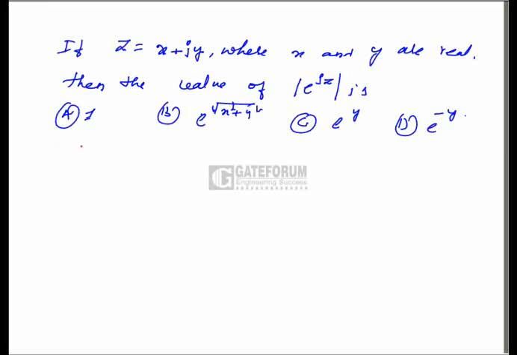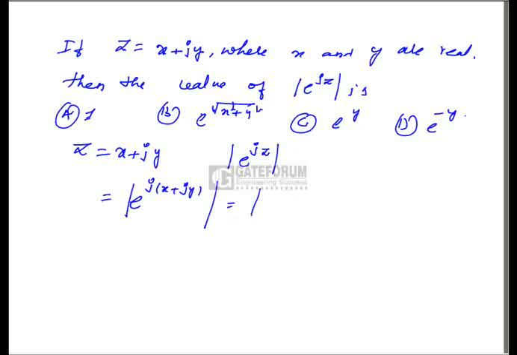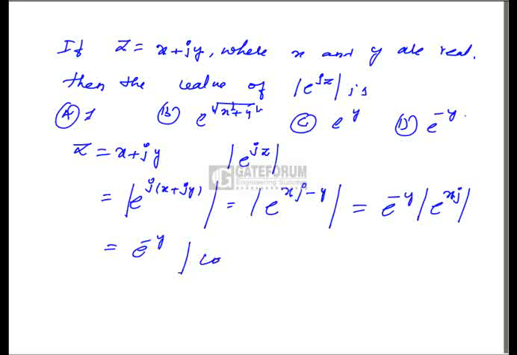In this problem, it is given that z equals x plus jy, where j is the unit imaginary number and x and y are real numbers. Now we have to find the value of the modulus of e power jz. We know z is given as x plus jy, so we substitute: that equals e power xj minus y, since j square is minus 1. Now this can be written as e power minus y into e power xj, which equals e power minus y into cos x plus j sin x.